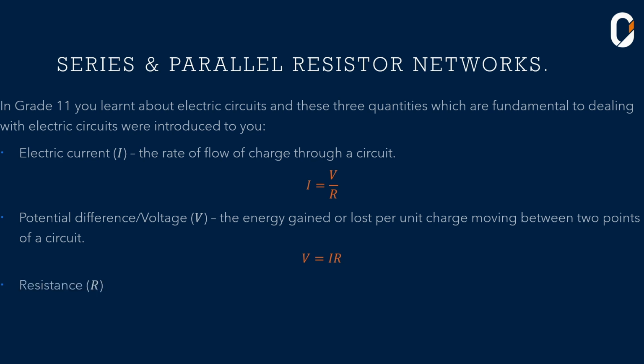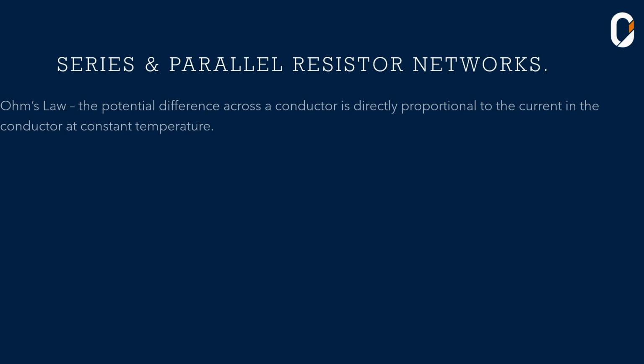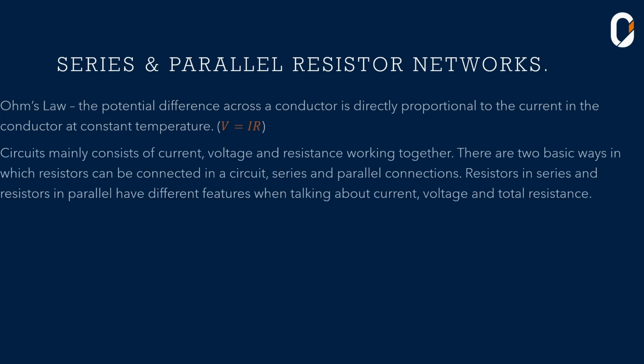And lastly, we have the resistance, which is represented by capital letter R and defined as the internal property of a circuit element that opposes the flow of charge, and its formula is R is equal to V divided by I as per Ohm's law again. Now, we know that Ohm's law states that the potential difference across a conductor is directly proportional to the current in the conductor at constant temperature. V is equal to I multiplied by R. That is what that law is stating in mathematical expression.